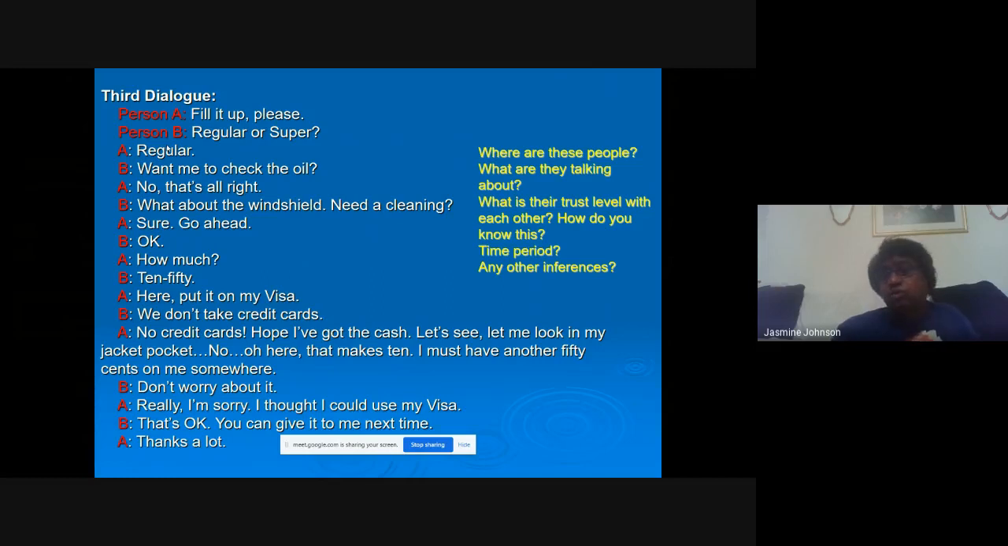What is their trust level with each other? And how do you know this? I would think that their trust level is really high because when person A says they want to put it on their Visa and person B tells them they don't take credit cards, person A can't quite find enough money and person B tells them to just bring the rest next time. And so you have to be pretty trusting to let somebody only pay you part of what they owe, especially for something like gas. So person B is very trusting.